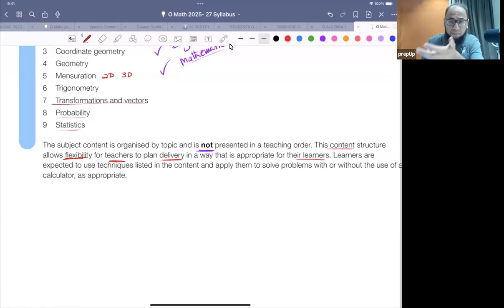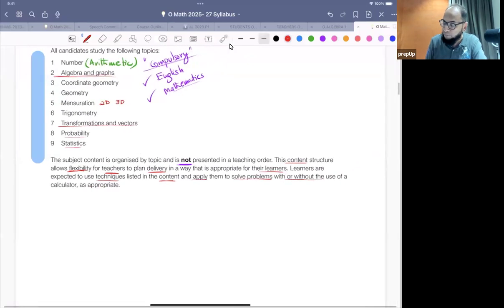Numbers, arithmetic is also easy. So both these topics are easy, so we can start with any one of them. Learners are expected to use techniques listed in the content and apply them to solve problems with or without the use of a calculator as appropriate.